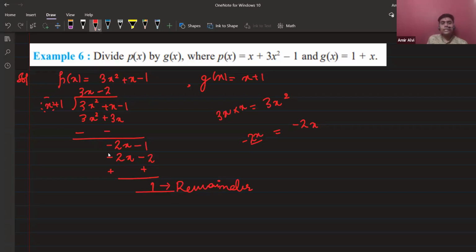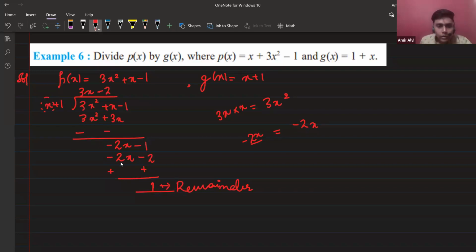So now tell me, is gx a factor of px? No. In this question, it was just asking for the division. And I've told you that if the remainder becomes 0, it means that the divisor is a factor of the dividend. But if not, it means that it's not a factor. Clear?